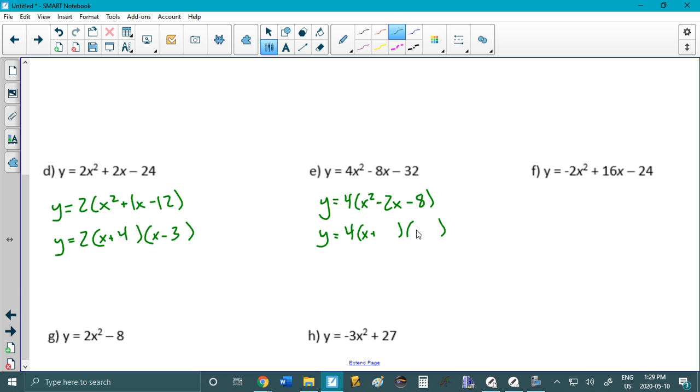So if they multiply to negative 8, we know there's a plus and a minus. 1 and 8 don't work. 2 times 4, we could definitely get 2. And since the middle number is negative, we know that the bigger number is negative.